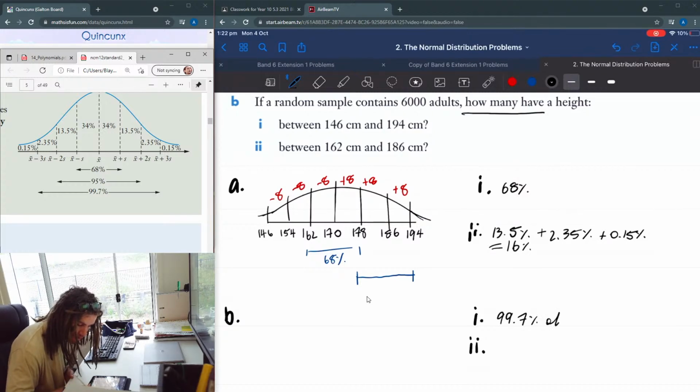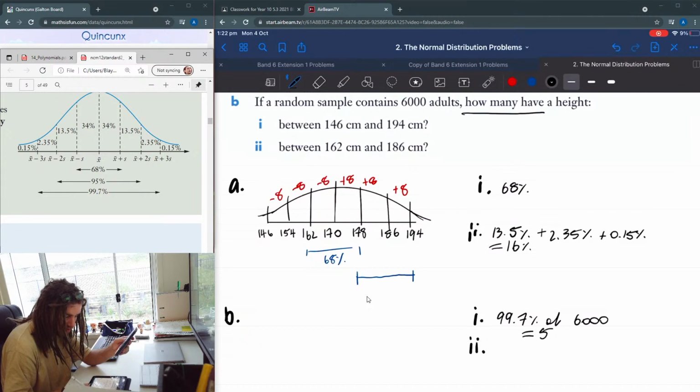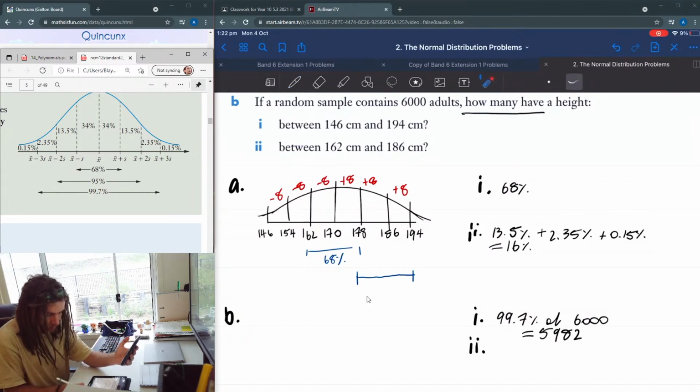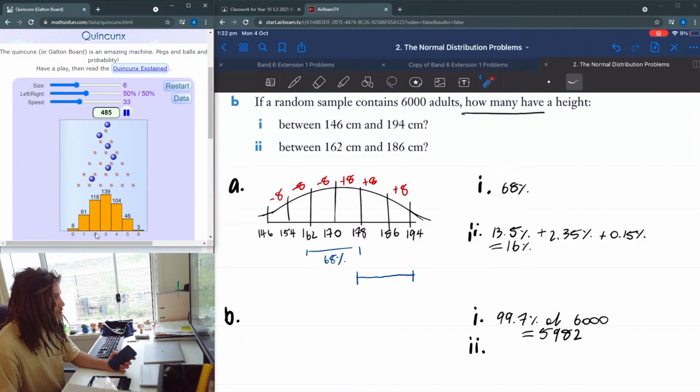So that means of 6,000. So literally in my calculator, I'm going to go 99.7% times 6,000. And that's going to be 5982. So that kind of means that 18 people are going to be outside of 3 standard deviations, which is not that many people, which is what you'd expect.